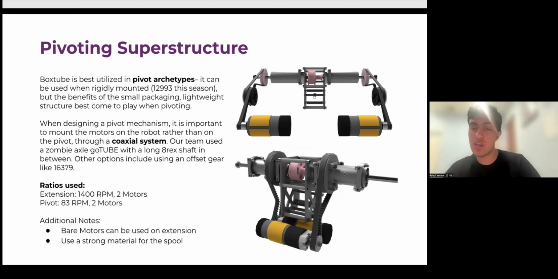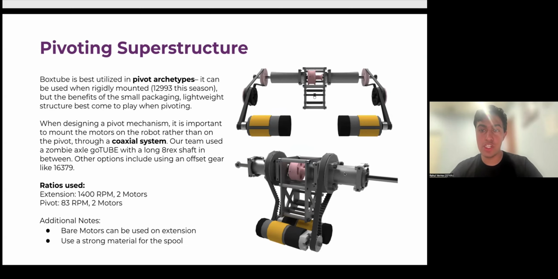There are different ways you can accomplish this. You can use an offset gear to achieve a coaxial system. But in general, however you do it, it will definitely reduce the weight of your pivot. In terms of ratios, the ratio our team used was 1400 RPM on the extension with two motors and 83 RPM on the pivot with two motors.